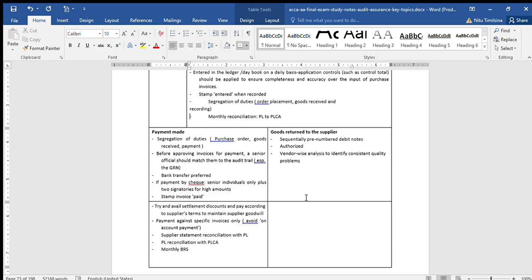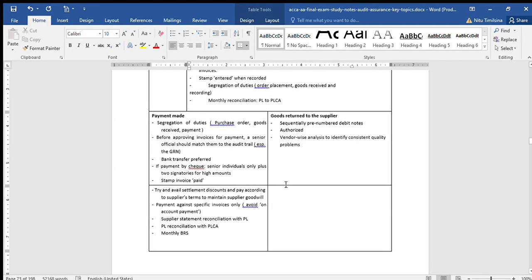So good return to supplier. What are the checks that could be done on good return to suppliers? Obviously a sequentially pre-numbered debit note. It should be authorized, with vendor-wise analysis to identify consistent quality problem. There should be a reason to return the good. If there is a consistent quality problem, then it should be analyzed.